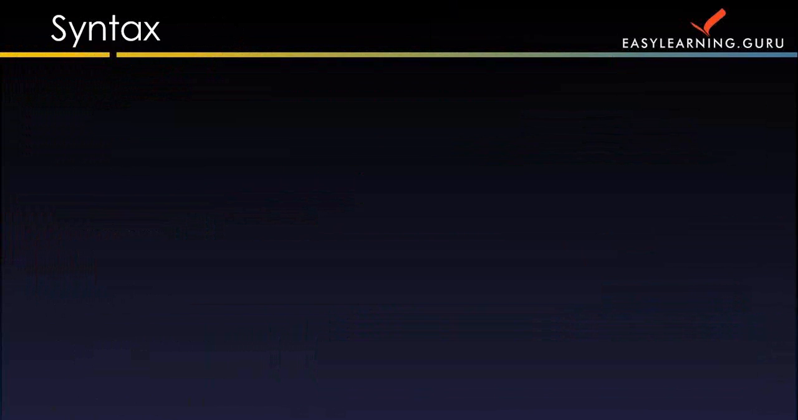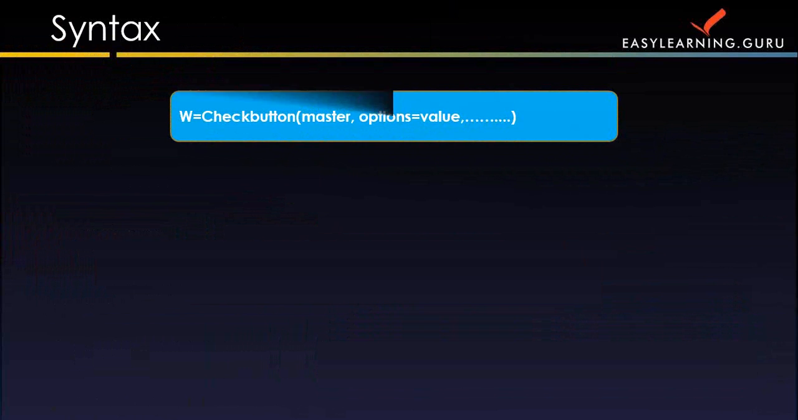Next we'll talk about the syntax. The check button widget is used to choose between two distinct values. Here's the simple syntax to create the widget. It's Checkbutton, with C as a capital, a function, in which you define the master and the options. The master represents my parent window, and options is the list of most commonly used options for this widget.